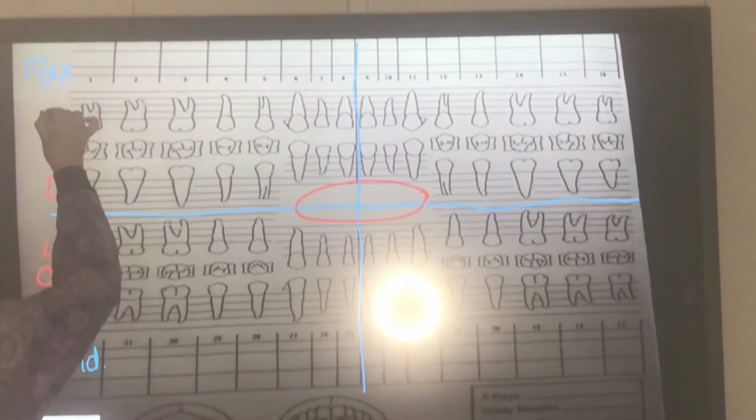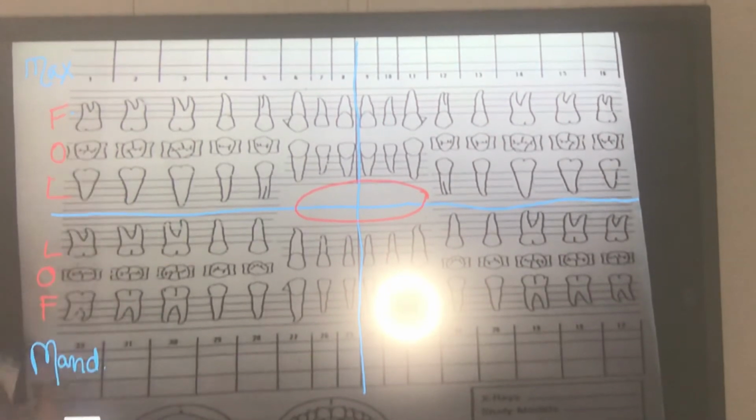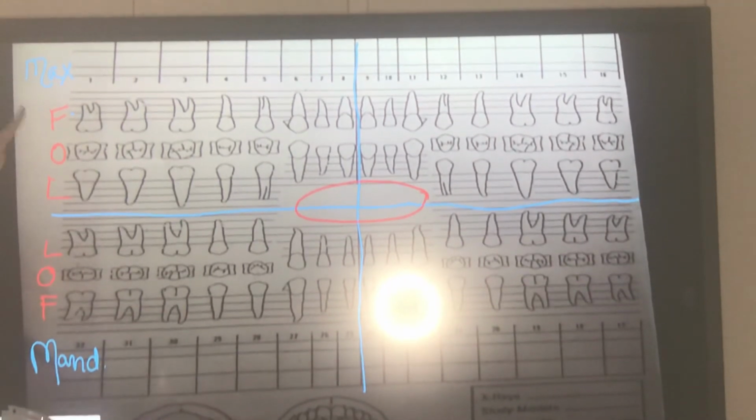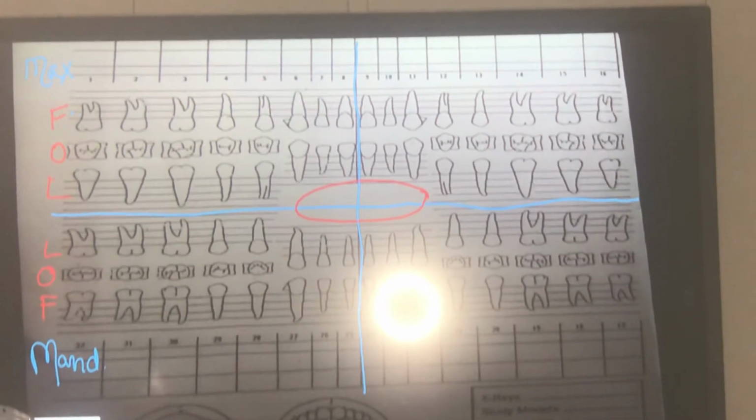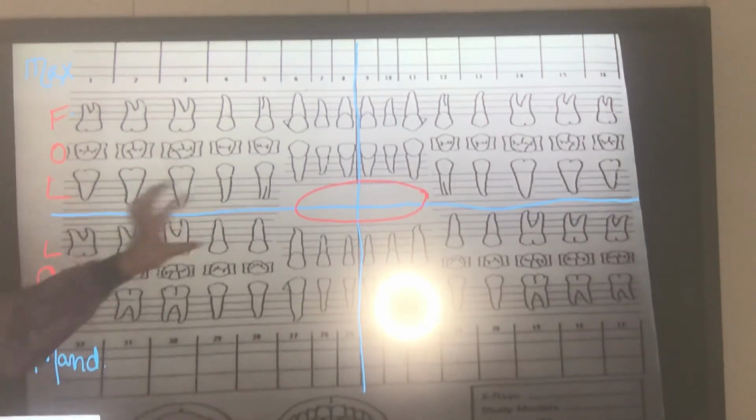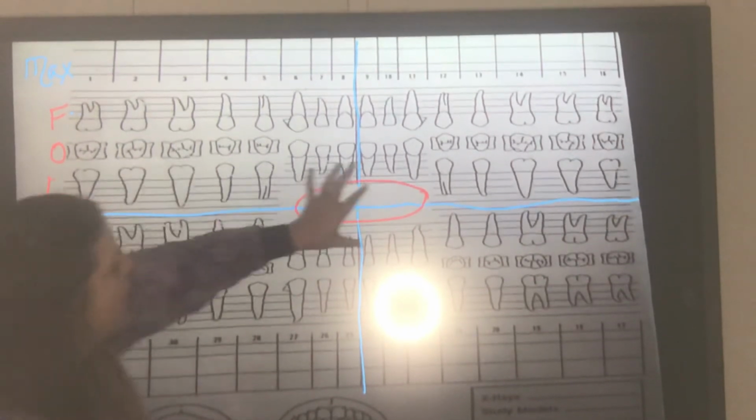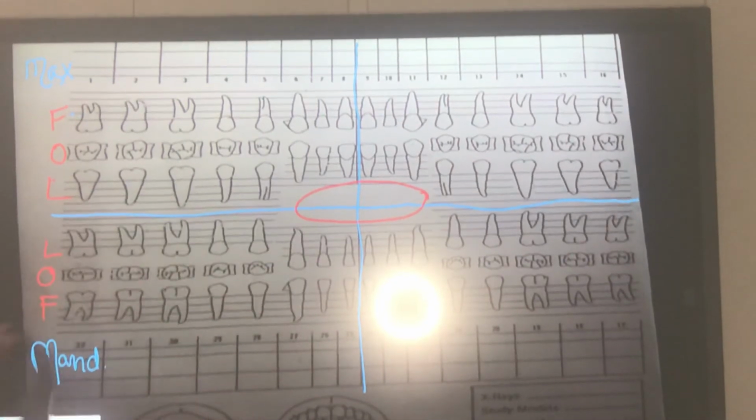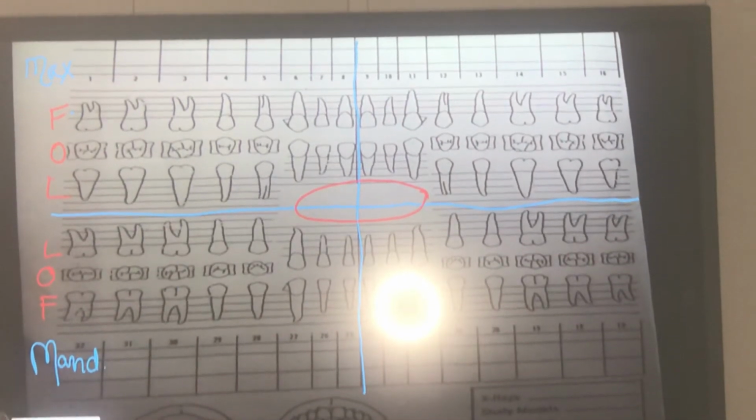Occlusal, facial. So you have your facial surface for the maxillary, your occlusal surface, and then your lingual. And then you're working your way back up from the facial surface on the mandibular to the occlusal surface to the lingual surface. So all these inside areas can touch the tongue. So that makes them the lingual.